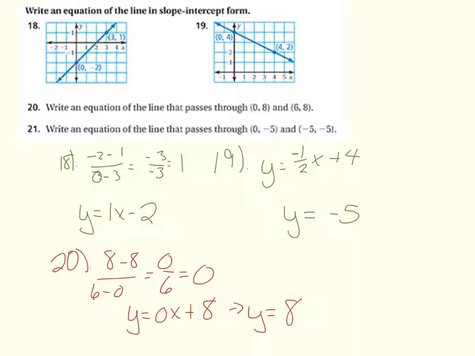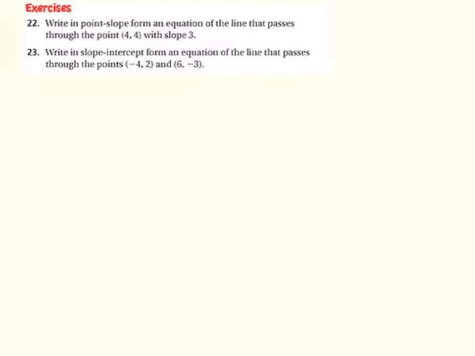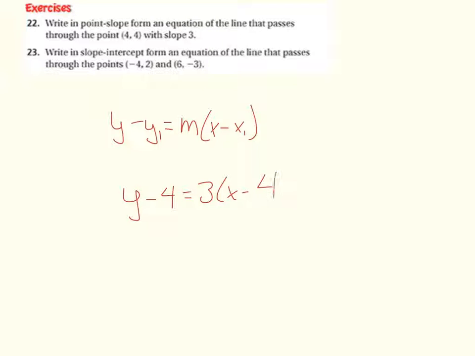Point-slope form is very simple. If you have it in your notes, you should be able to just copy this stuff down and put your answers in. So if I have 2 points given, I need to find my slope, but for 22 I'm given a slope. So all I need to do is put y minus 4 equals 3 times x minus 4. You're just plugging in those two 4's.